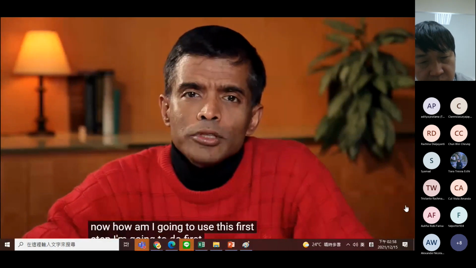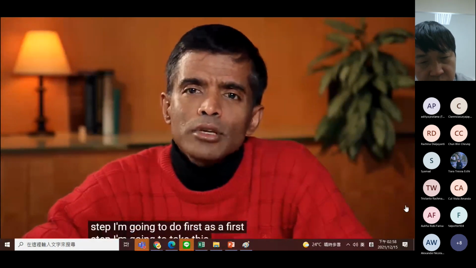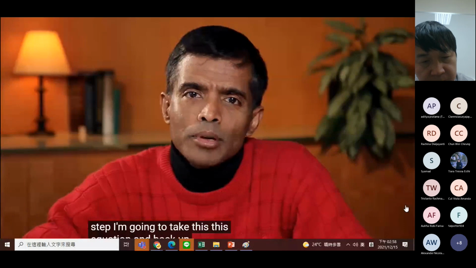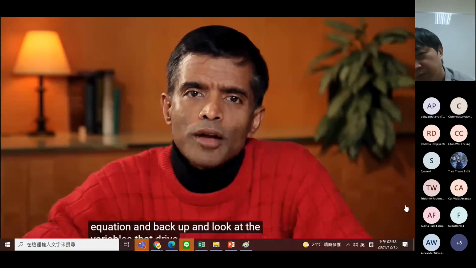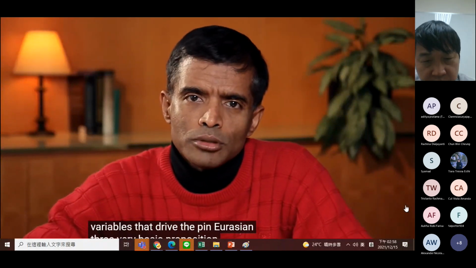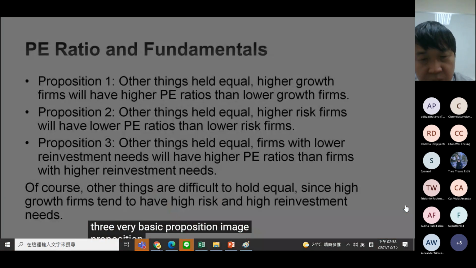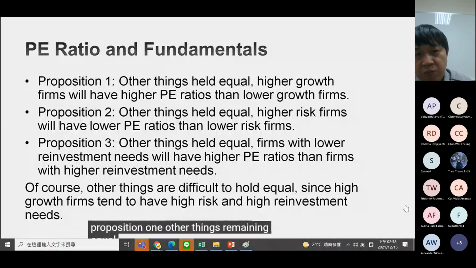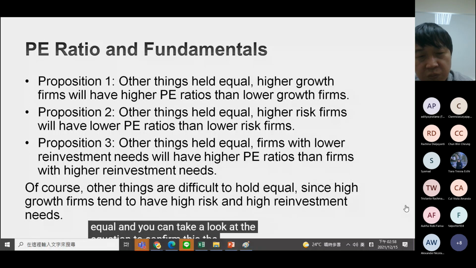As a first step, I'm going to take this equation and back up and look at the variables that drive the PE ratio, and 3 very basic propositions emerge. Proposition 1, other things remaining equal, and you can take a look at the equation to confirm this, the higher my growth rate, the higher my PE ratio. It makes sense, right? Higher growth companies should have higher PE ratios.